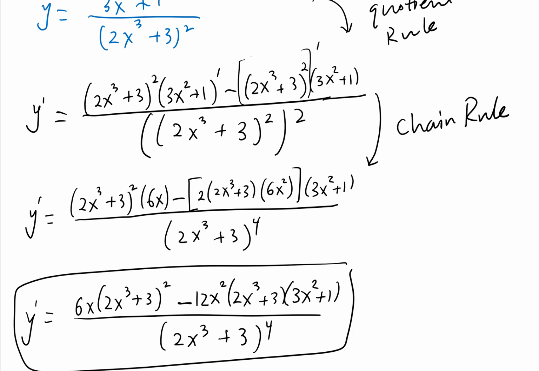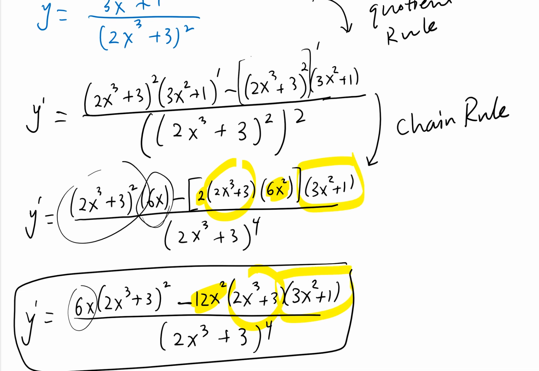Professor, could you go over the last step, like how you simplified it? Yeah, sure. So the last step, all I did, the 6x, I kept the 6x, I just put it in the front, and this stays the same, minus, I multiplied the 2 by the 6x squared, that gave me 12x squared, and everything else like this stayed the same, and the denominator the same.